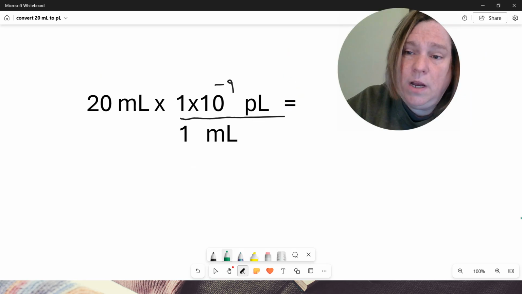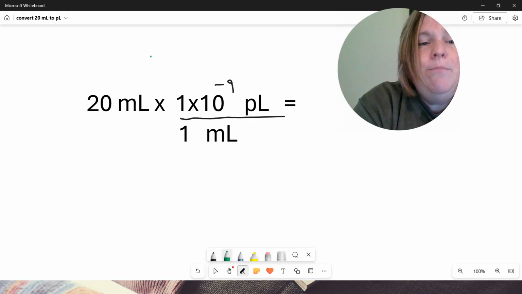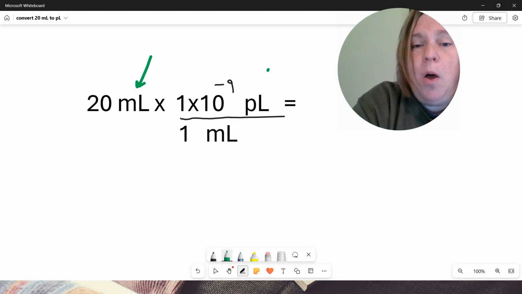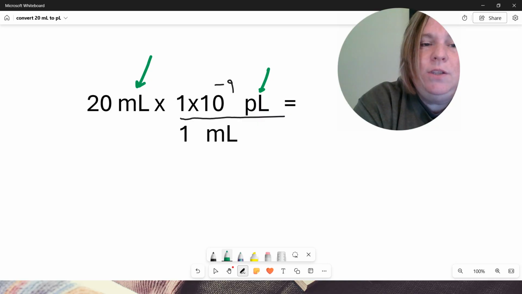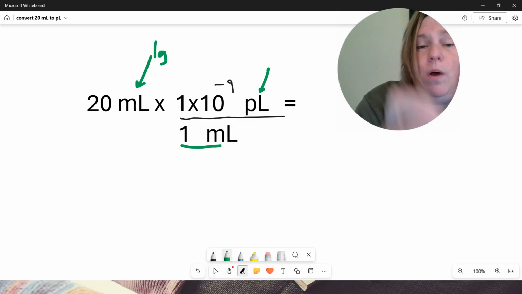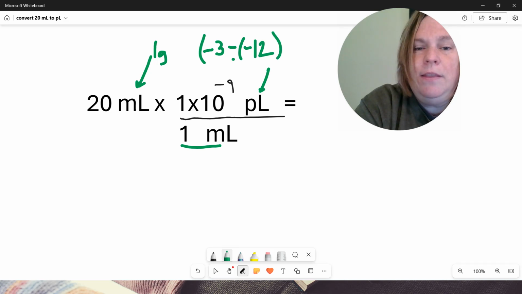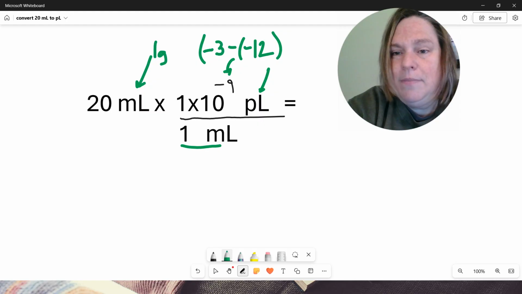Okay, in this problem set, we're going to go from 20 milliliters to picoliters. Milli is actually, they're both small prefixes, but milli is the larger of the two. So you can see that I gave it a value of 1. How did I get -9? Well, if I look at the exponents for milli and pico, it's going to be a -3 for the milli minus a -12 for the pico. And when I subtract that, I get the -9.